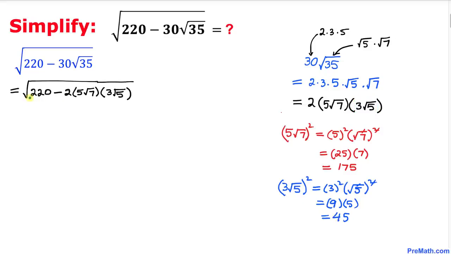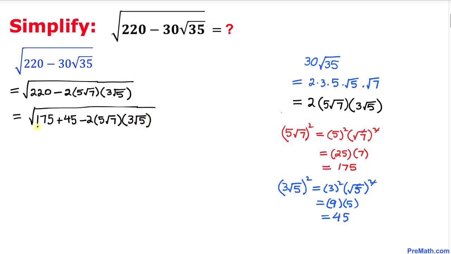Now let's focus on this part. 220. Isn't it, 220 is the same as 175 plus 45. So therefore we can write this one. 220 could be written as 175 plus 45 minus 2 times 5 times square root of 7 times 3 times square root of 5.